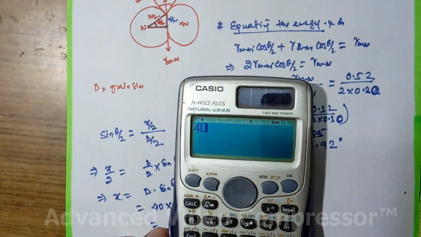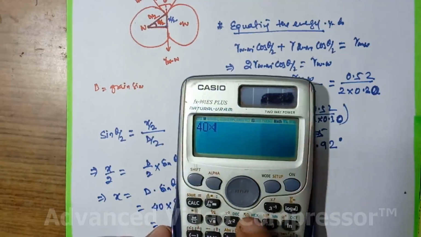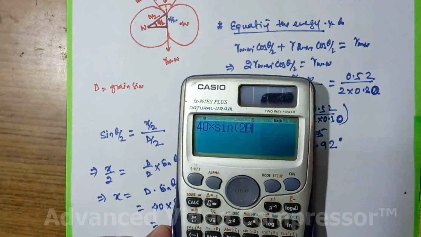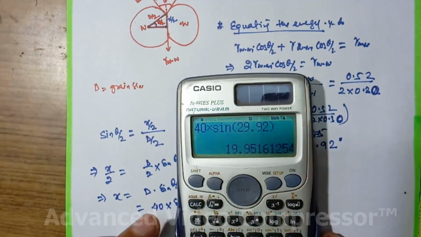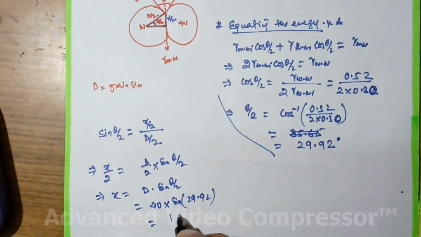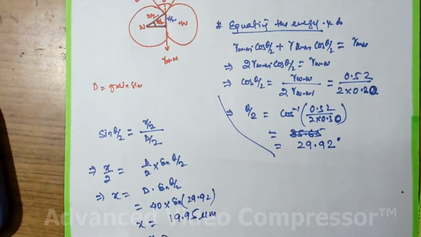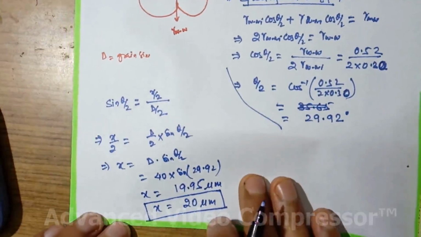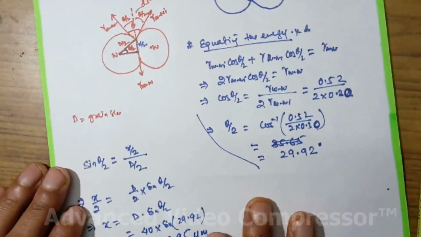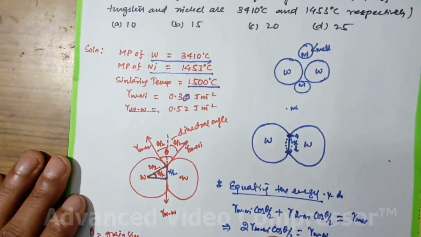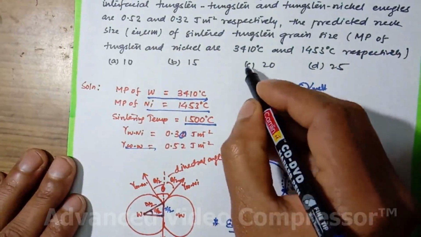So this will be 40 into sine 29.92, which comes around 19.95 micrometer. So this will be around 20 micrometer. So 20 micrometer will be the right answer. This is the correct answer.